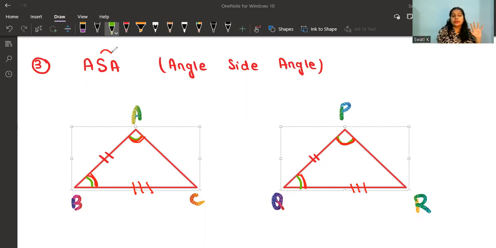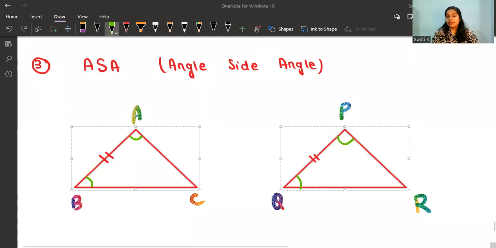Because here is one rule. The rule is that the side should be present between the two angles only. If the side is present outside the two angles, or in other words, that side is not included between the two angles, then we cannot say both the triangles are congruent using angle side angle congruency. So in that case, it will be wrong. So remember, the side should always be included between the two angles only. All right, I hope it's clear.